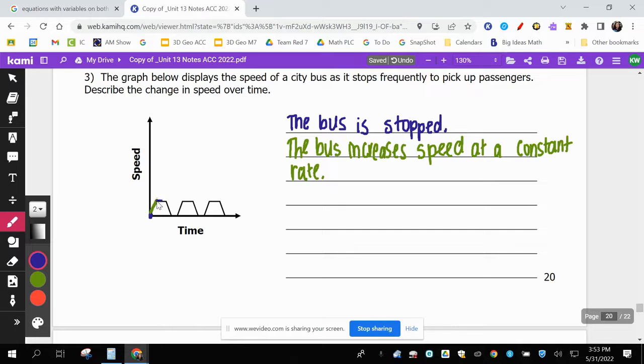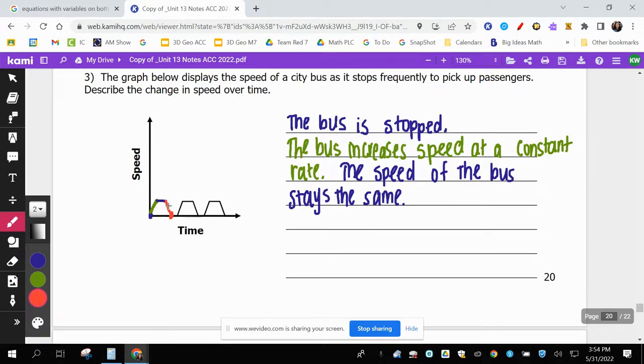Then here when the slope is 0, the speed of the bus stays the same. Okay. Then we see a decrease in the speed. So the bus has to slow down until it comes to a stop, probably to let passengers on and off, right? So the bus decreases speed at a constant rate until it is stopped.